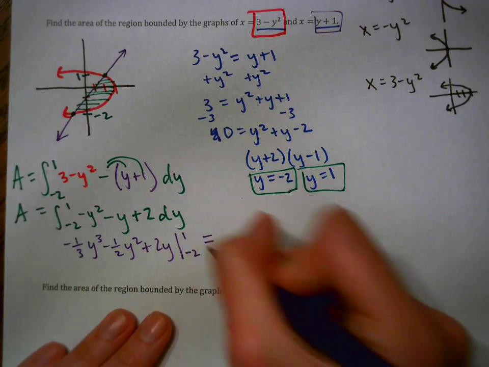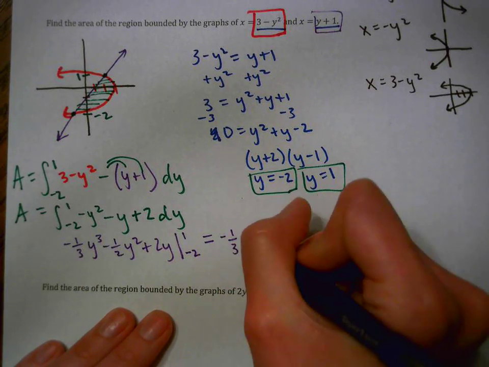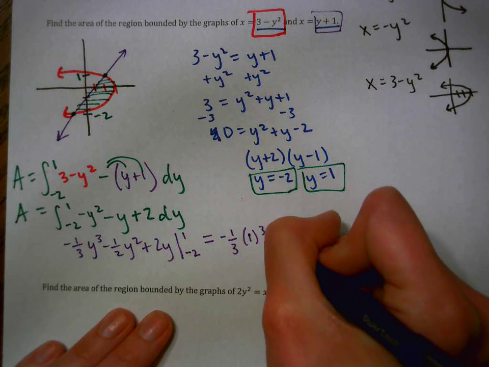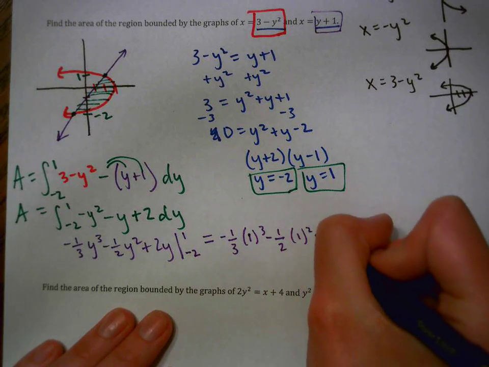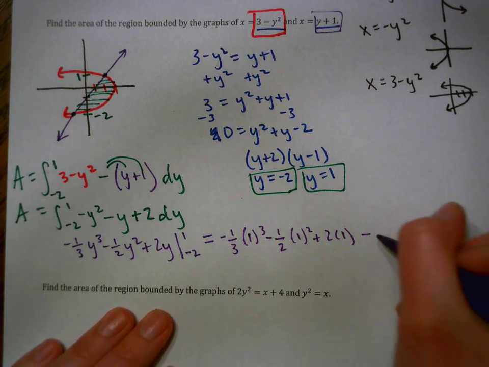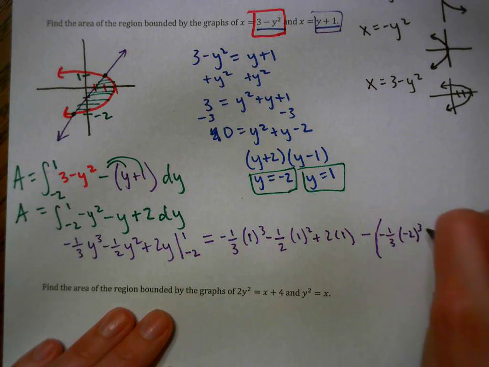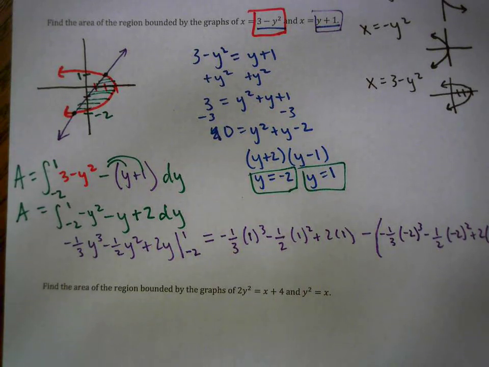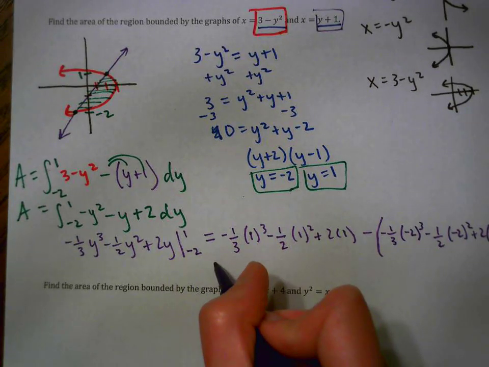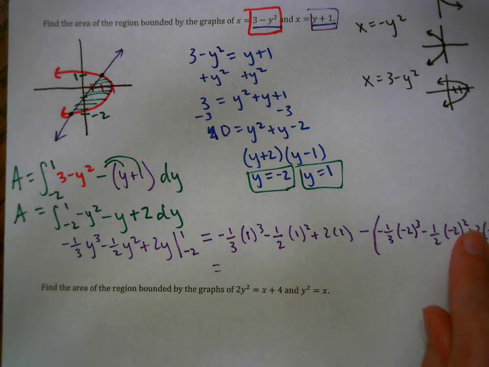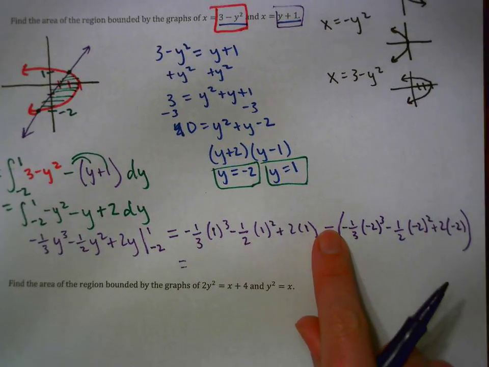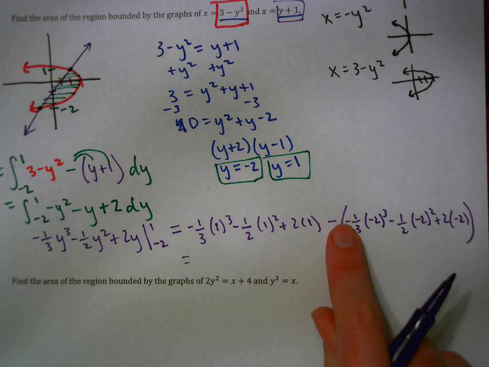So now we're ready to do f of b minus f of a. So we have -1/3 times 1 cubed minus 1/2 times 1 squared plus 2 times 1 minus, put your f of a in parentheses, -1/3 times -2 cubed minus 1/2 times -2 squared and plus 2 times -2. So I'm going to have you try to simplify that. Make sure you clean this up, watch your negatives, distribute this minus sign outside of this parenthesis set, and see if you can get the answer.